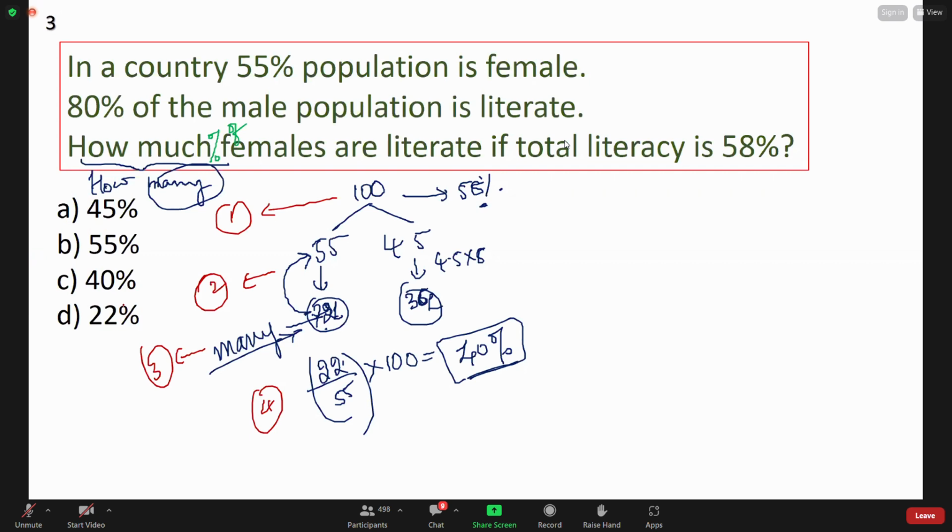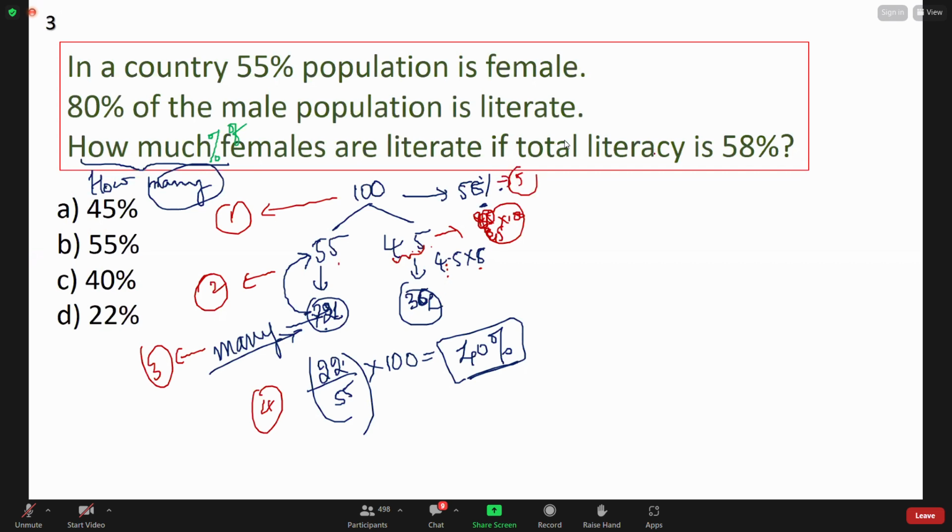Let us consider that total population is 100, out of which 55 are female, 45 are male. Now it says 80% of the male population is literate. We are considering 80% of 45. Two ways you can do it, but I would suggest always do it this way: 10% of 45 is 4.5, into 8 will give you 80%. So that is 36 here. 36 men are literate. Let me also give this a number. Till here it is clear.